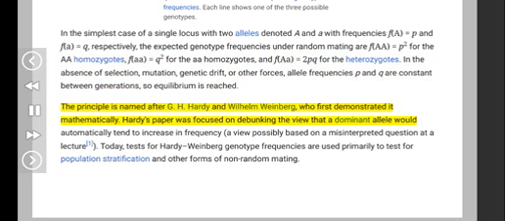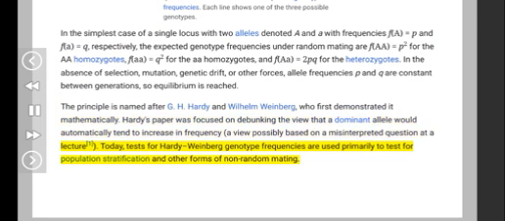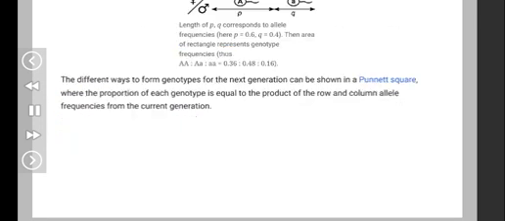The principle is named after G. H. Hardy and Wilhelm Weinberg, who first demonstrated it mathematically. Hardy's paper was focused on debunking the view that a dominant allele would automatically tend to increase in frequency, a view possibly based on a misinterpreted question at a lecture. Today, tests for Hardy-Weinberg genotype frequencies are used primarily to test for population stratification and other forms of non-random mating.